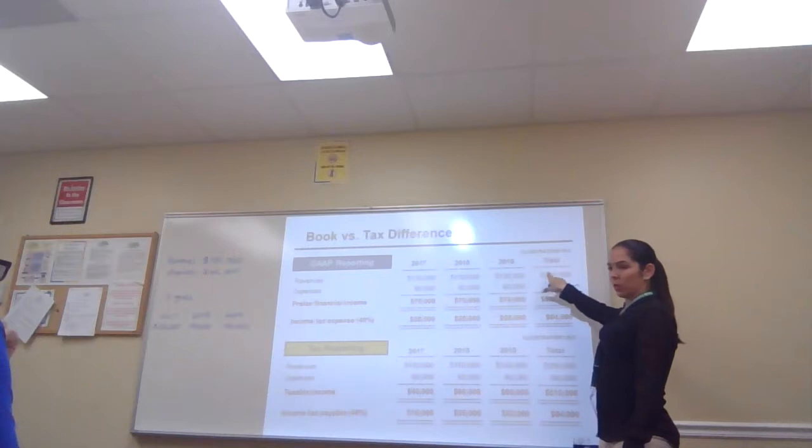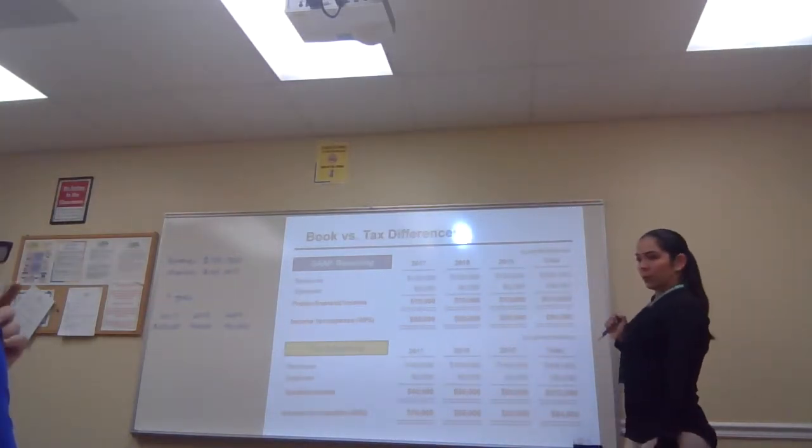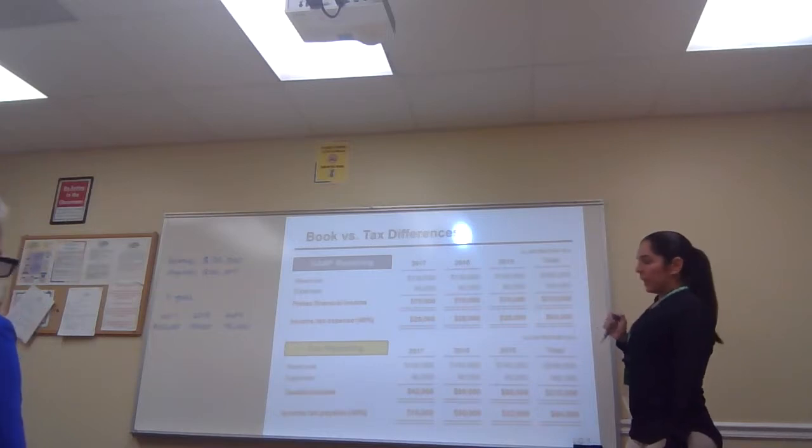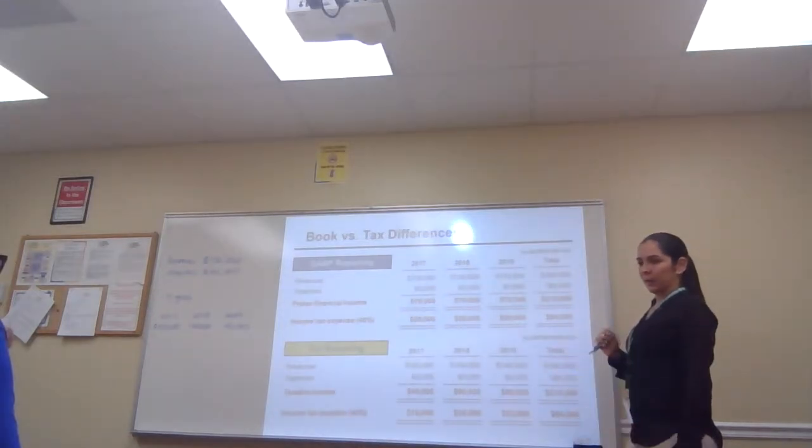But for GAAP, remember, you collect it when it's accrued. So that's why you may have differences in the revenues. Expenses are the same in this example, yes, but you could have instances where expenses are different, where you have what's called book tax differences.